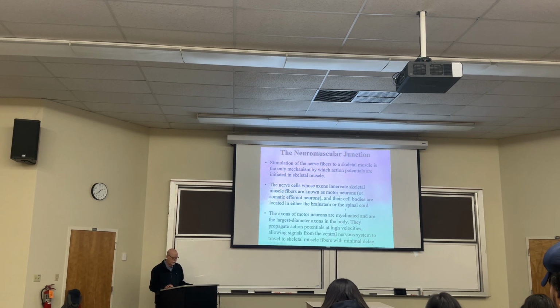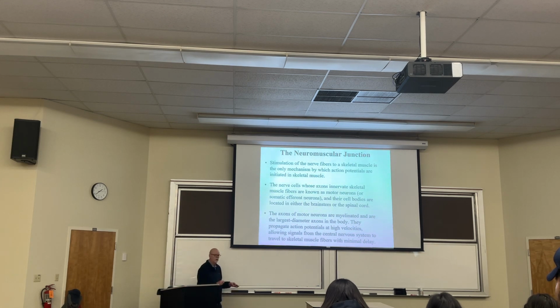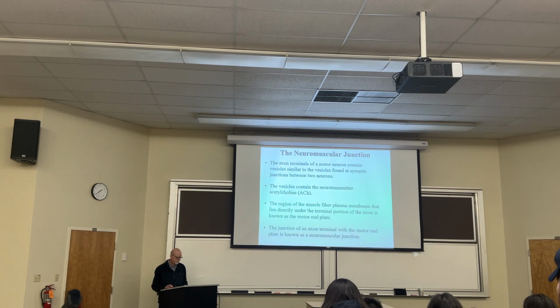When it reaches here, we notice that all of these somatic motor neurons are myelinated, and they're the largest diameter axons in the body. That means they carry the signal very quickly. And this is important because you need to move if there's danger. If your hand is on a hot stove, you need to move it quickly. If you're stepping on a tack, you need to move it quickly. So you need to have quick responsiveness, and this helps with that.